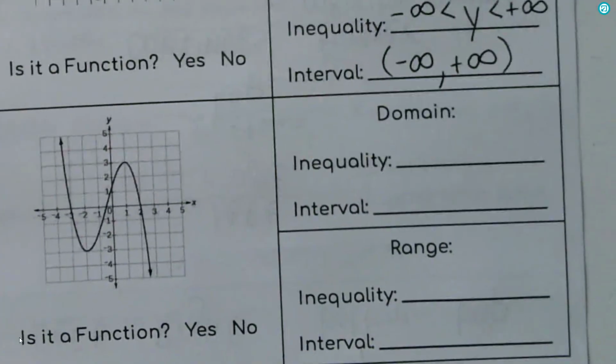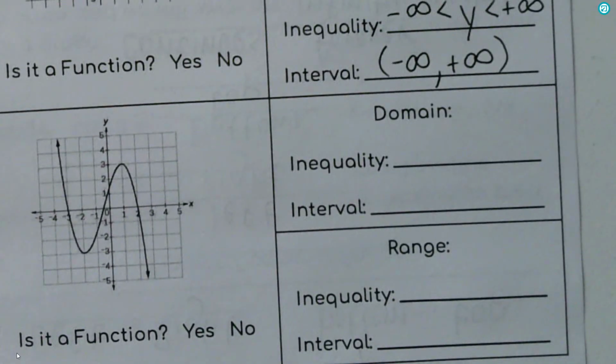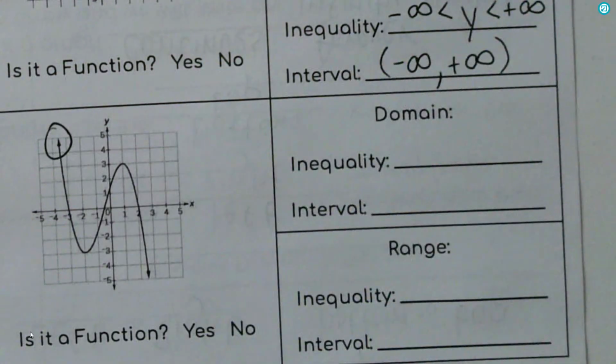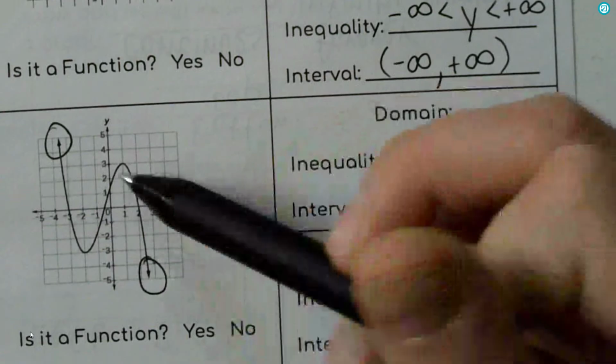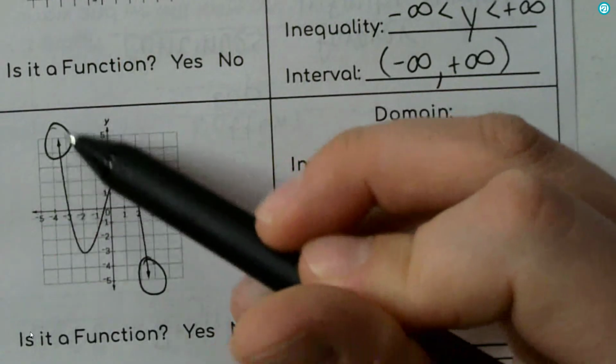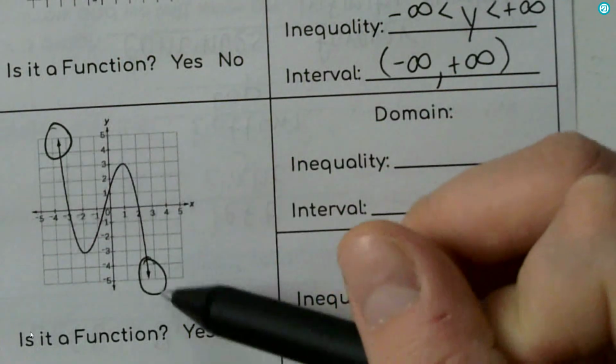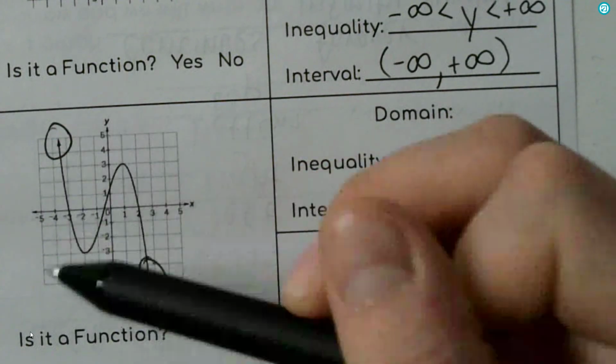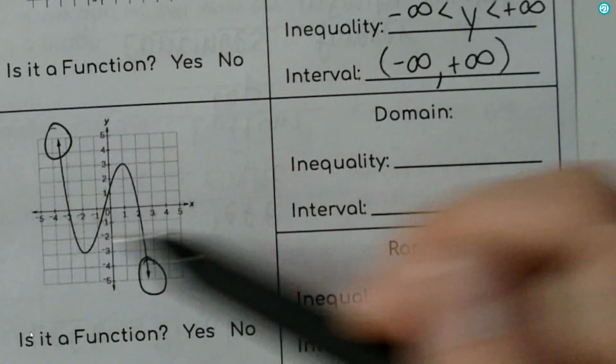Okay, domain is left. What is the furthest left thing on my graph? An arrow, so negative infinity. What is the furthest right thing on my graph? An arrow, so positive infinity. So if you're looking at the furthest thing to the left, it ends with an arrow. Furthest thing to the right, it ends with an arrow. Even though this arrow is pointing up, we don't care whether it's pointing up or down. We care that it's on the left side for left to right, okay?